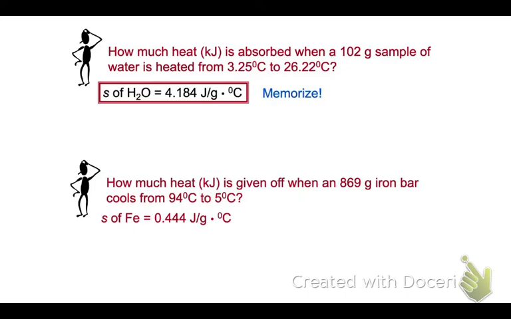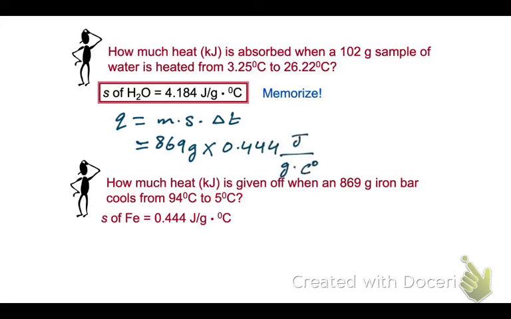How much heat is given off when 869 gram of iron bar cools from 94 degrees Celsius to 5 degrees Celsius? The specific heat of iron is given as 0.444 joule for every gram every degree Celsius. Okay, one more time. Q equals mass times specific heat times delta T. The mass given to me here is 869 grams. The specific heat is 0.444 joule for every gram every degree Celsius.